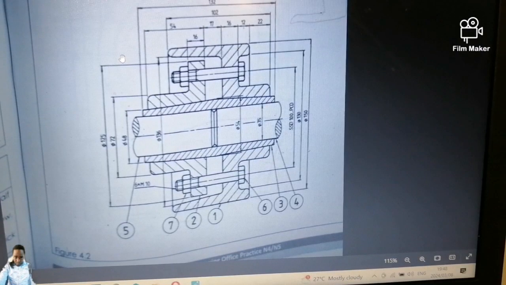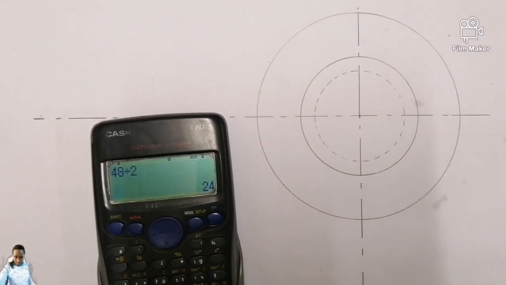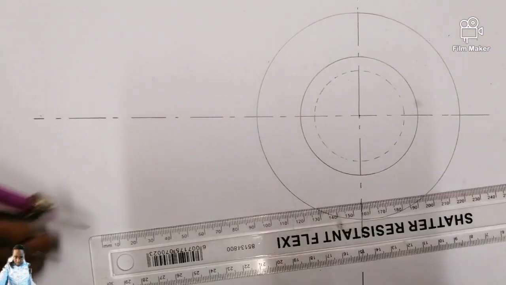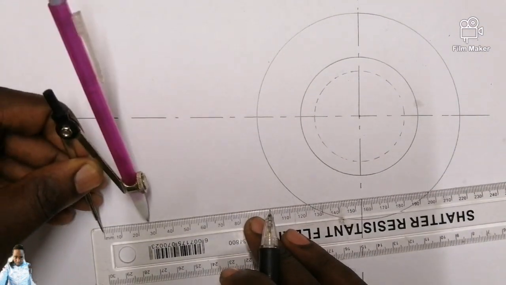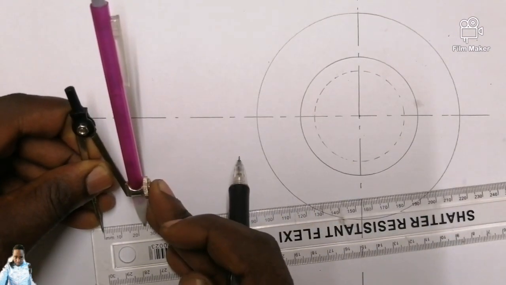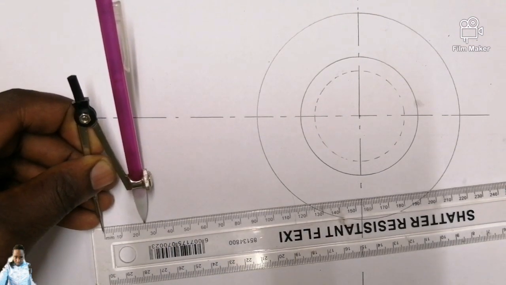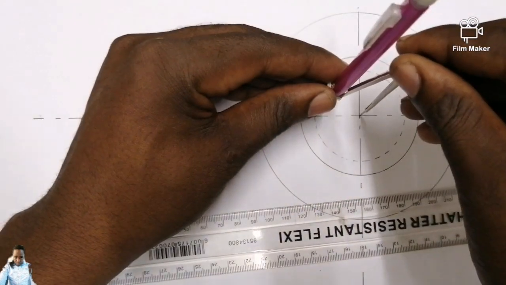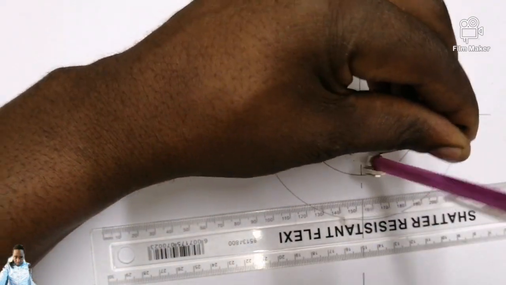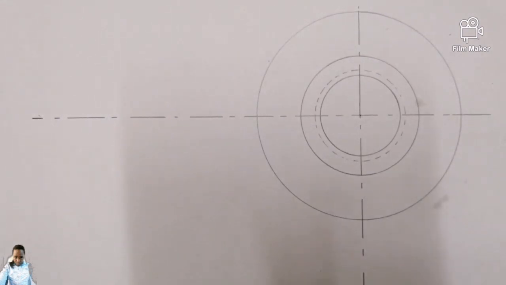diameter 48. So 48 divided by 2, you are getting 24. Remember, the calculator is supposed to be by your side from time to time. So it is 24, isn't it? There is my 25, this is 24. So this one is going to be dark or solid. There you go. Like this you go.